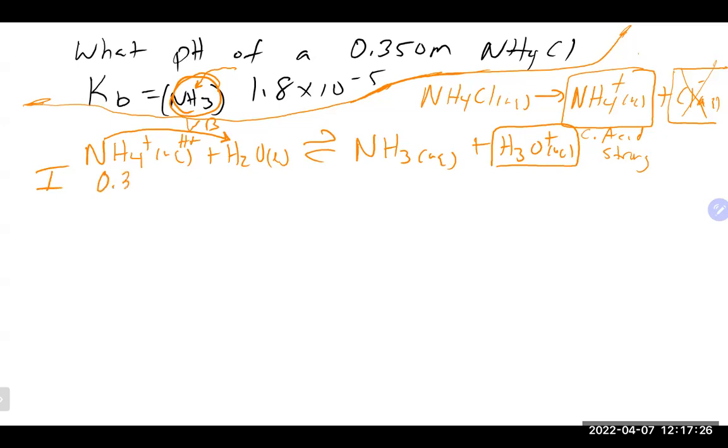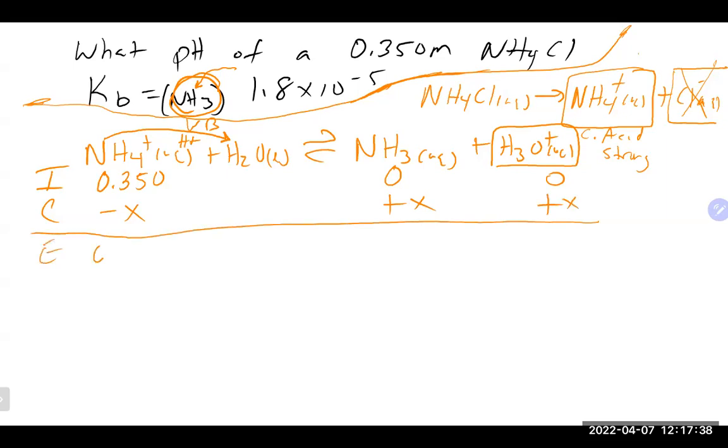So let's do the ice table here, which is 0.35. This would be 0 and 0. This will be a minus x plus x plus x situation, giving us 0.35 minus x, x, and x.